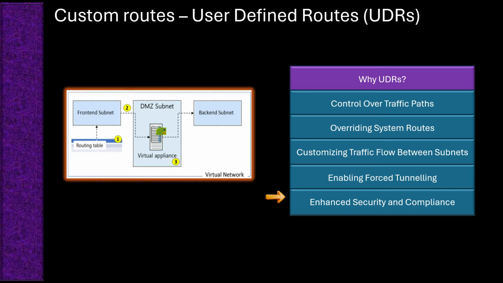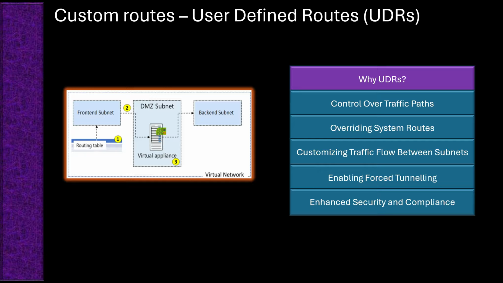UDRs will also help ensure all traffic within the network is monitored, inspected, or filtered according to your organization's security policies. This is especially critical for compliance-driven environments, as UDRs allow strict enforcement of security controls by defining clear traffic paths. Each UDR entry includes an address prefix and a next hop type. The next hop determines where the traffic goes next, which can be an IP address or another Azure service like a virtual network gateway, internet, or virtual network.